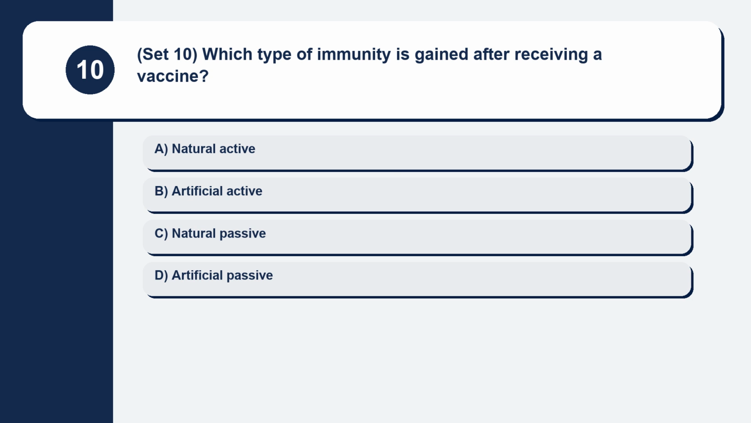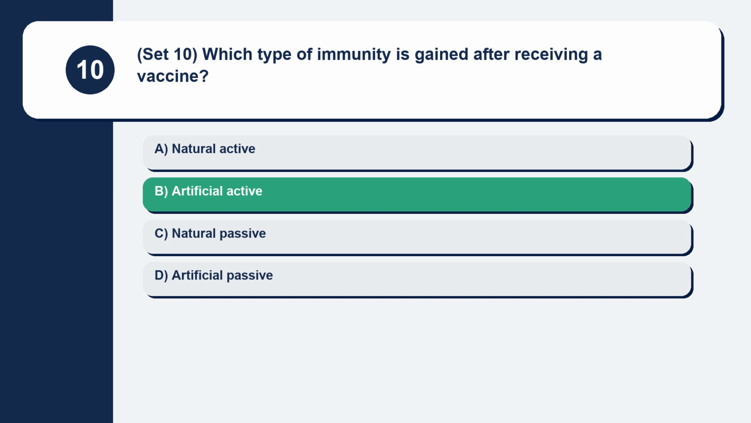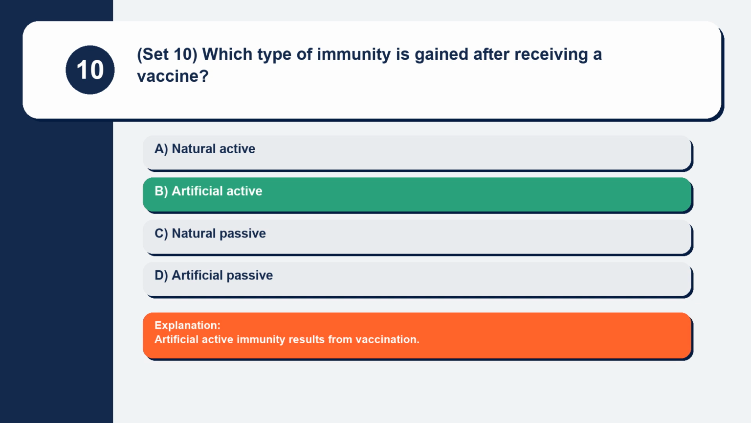Question 10. Set 10. Which type of immunity is gained after receiving a vaccine? Natural active, artificial active, natural passive, artificial passive. Artificial active immunity results from vaccination.